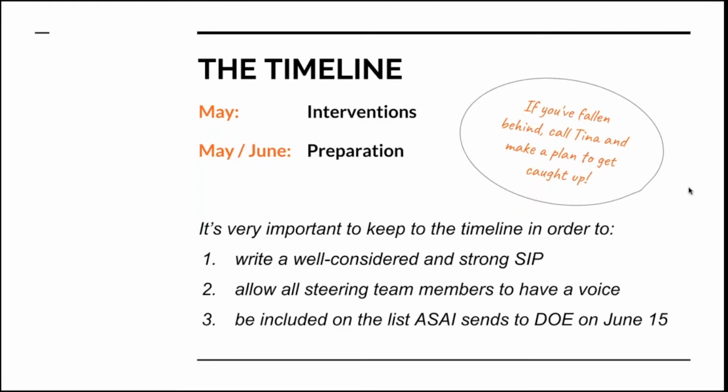You want to allow all the steering team members to have a voice. If somebody can't make the meeting physically, give your input. Just give it to another steering team member, so that you are there at least in that you have a voice. And then there again, remember that we do send our list of the ones that have fulfilled all the requirements for an SIP. We do send that to the DOE on June 15th.